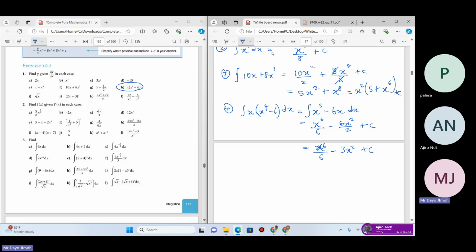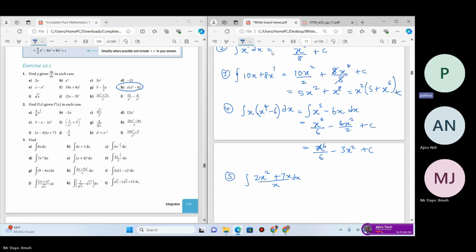Now, let's say you have number 5. You want to integrate 2x squared plus 7x over x. What do you do? In number 4, x is multiplying; now x is dividing. What do you do? Oh, okay, so in the denominator it becomes x to the power -1.